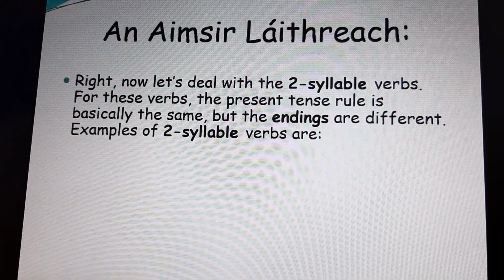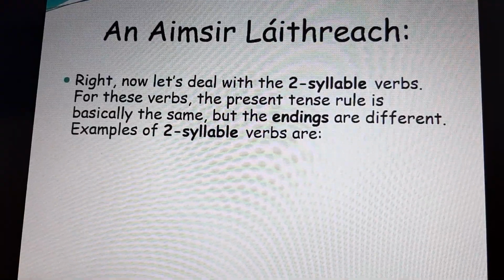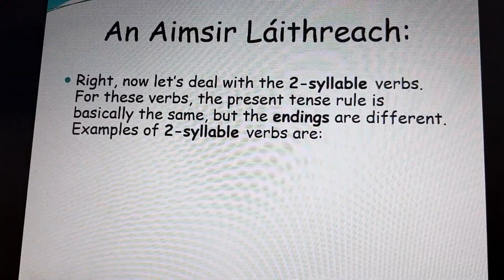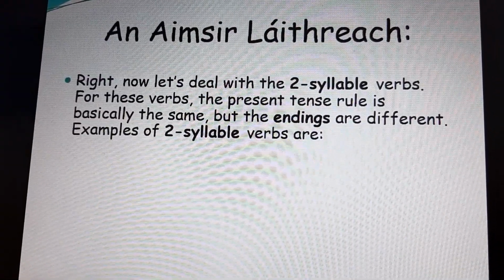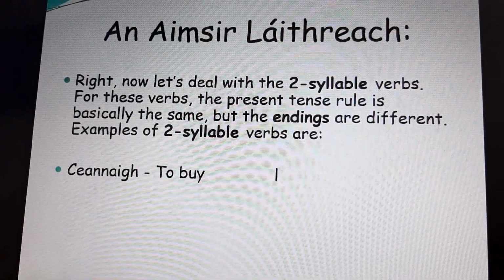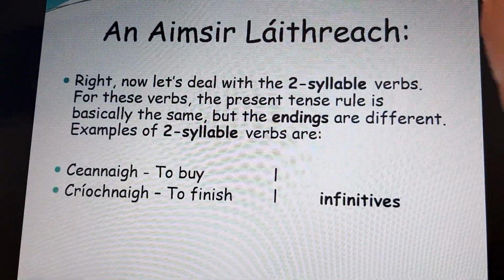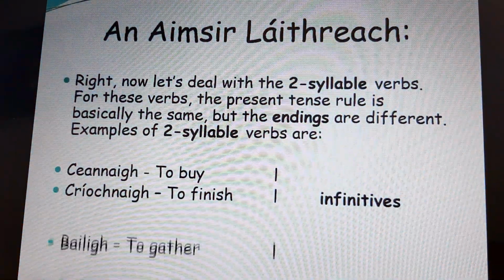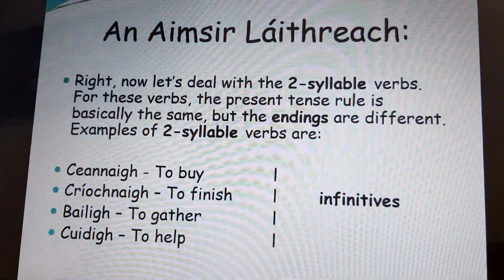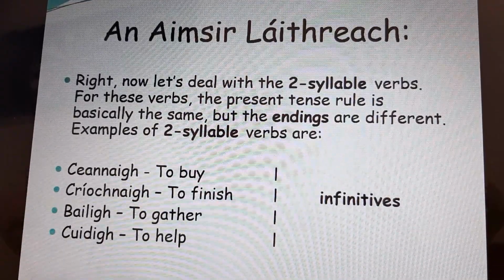Now let's deal with the two syllable verbs. For these verbs, thankfully, the present tense rule is basically the same. It's the same principle. The only thing that changes is the endings that you're choosing from. Examples of two syllable verbs, you will have seen most of these before, would be ceannaigh, to buy, and hopefully you can hear there's two syllables in those. Ceannaigh, críochnaigh, bailigh, I could go on, tosaigh, ullmhaigh, imrigh, dúisigh, rachaigh, and so on.